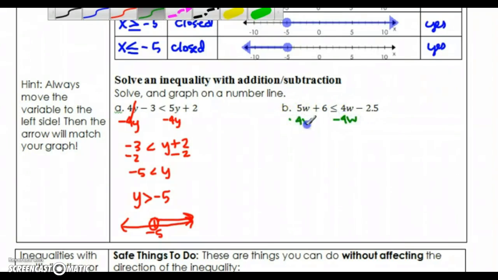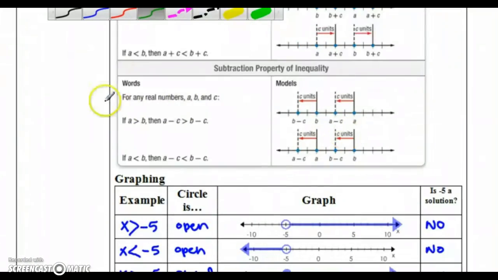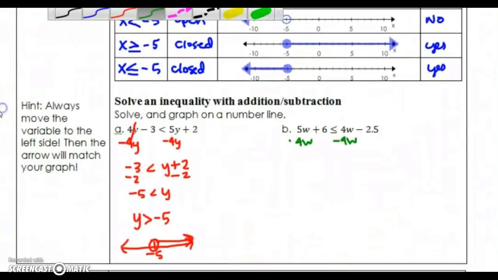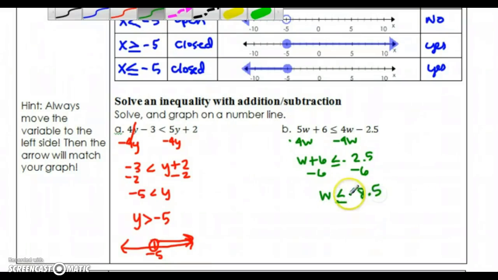First step, subtract the smaller variable. That way you don't deal with any negatives. And we would wind up with w plus 6 is less than or equal to -2.5, and then subtracting your 6, and w is less than or equal to -8.5. And so our variable's on the left, and our arrow is pointing to the left, then we know our graph is going to go that direction if we were to graph it.